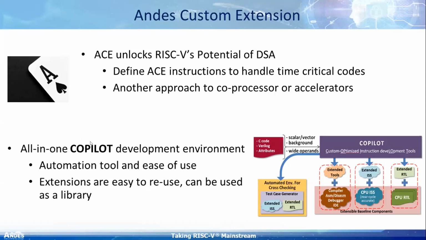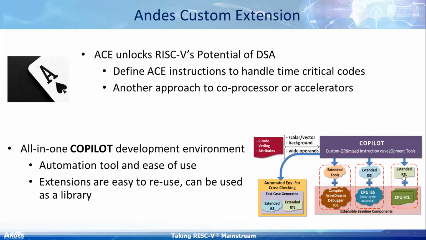What we are providing here is a tool called COPILOT. With COPILOT, you just define your function, like the hardware RTL in Verilog or VHDL. You define some behavior in C code, like for a simulator, and you can give attributes. Attributes can be scalar or vector, it can be background, it can have wide operands, custom registers, custom ports even, and you give all this input to our tool COPILOT.